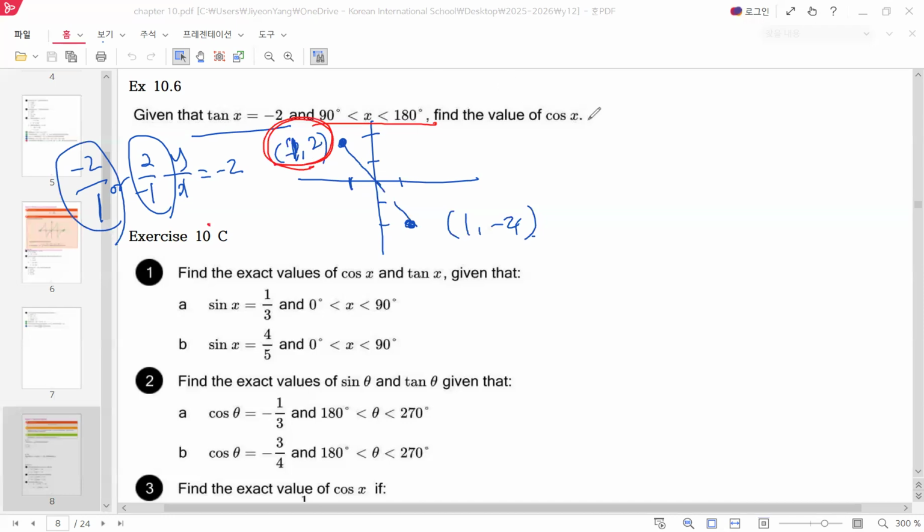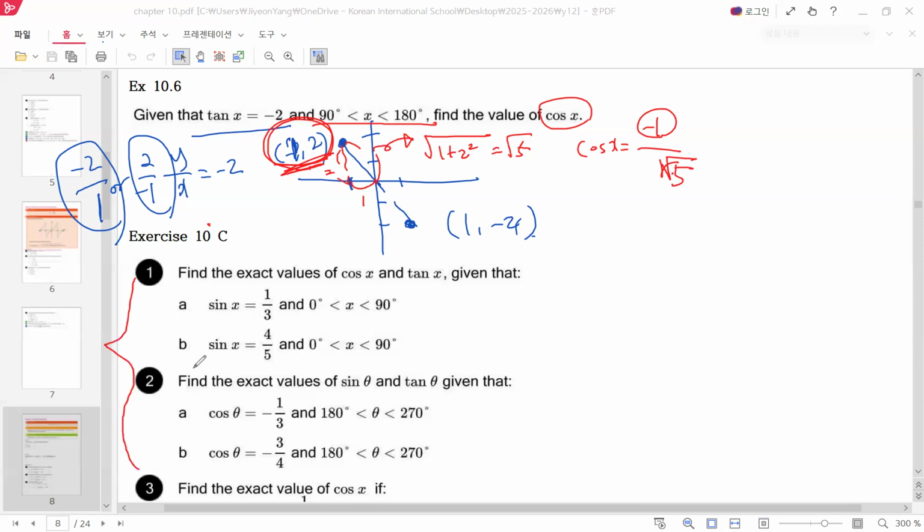Okay? Then let's find the value of cosine. So we need to find r. Yes, this one is 1, this one is 2. So by using the Pythagorean theorem, square root of 1 plus 2 square, which is square root 5. So by the definition of cosine x, which is the x coordinate over r, right? So what is the x coordinate of this one? -1. What is r? Square root 5. Please, by using the definition, try to solve these 4 questions now.